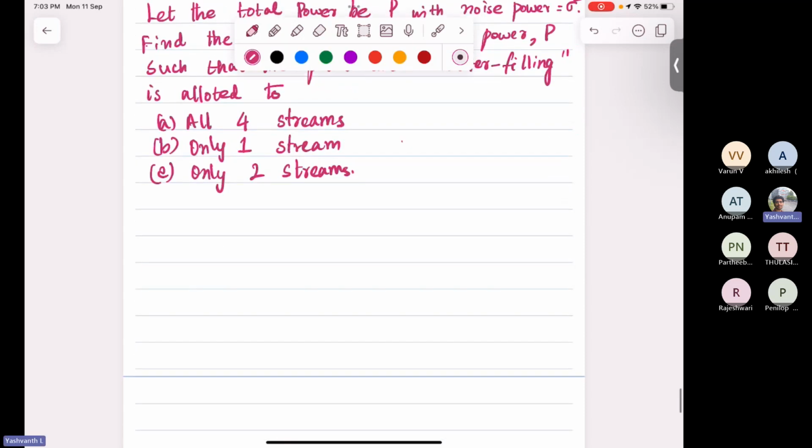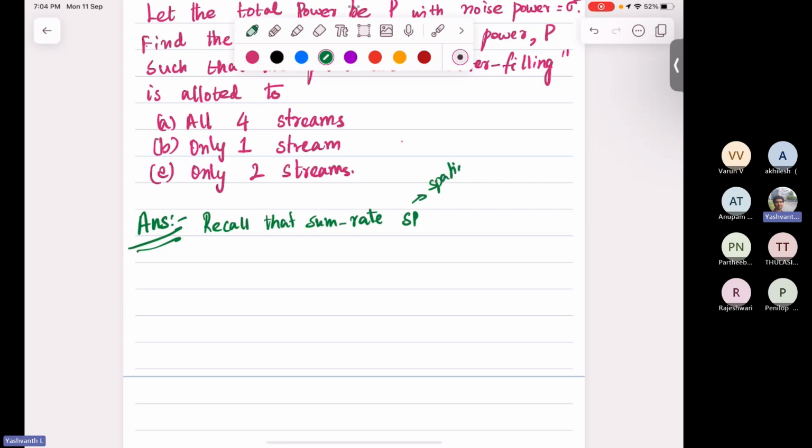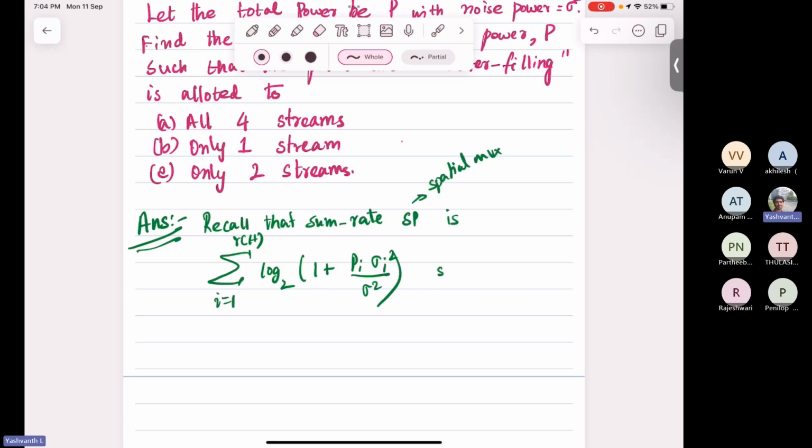Okay, so let's solve this problem. Please ask me if you have doubts in the question first. No, so it's clear. Yeah, thanks. So recall that the sum rate in SM, spatial multiplexing, is given by the summation over i equal to 1 to R of log base 2 of 1 plus P_i sigma_i square by sigma square. This is the sum rate in the SM system.